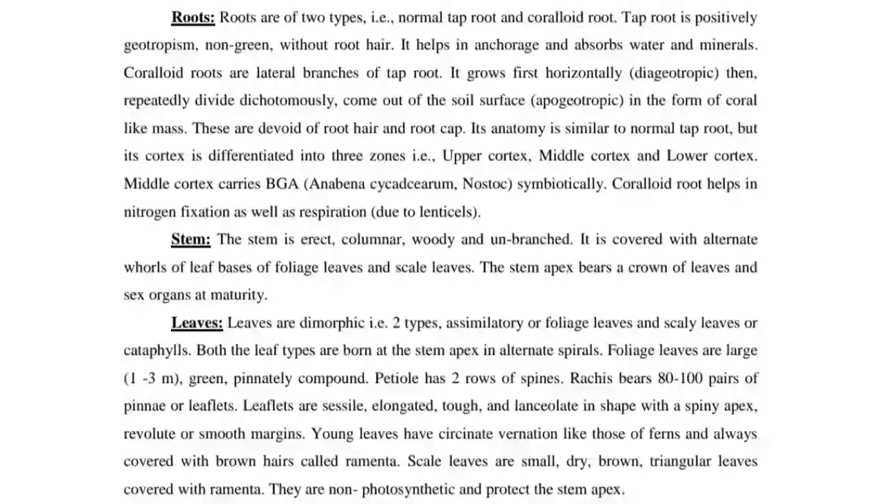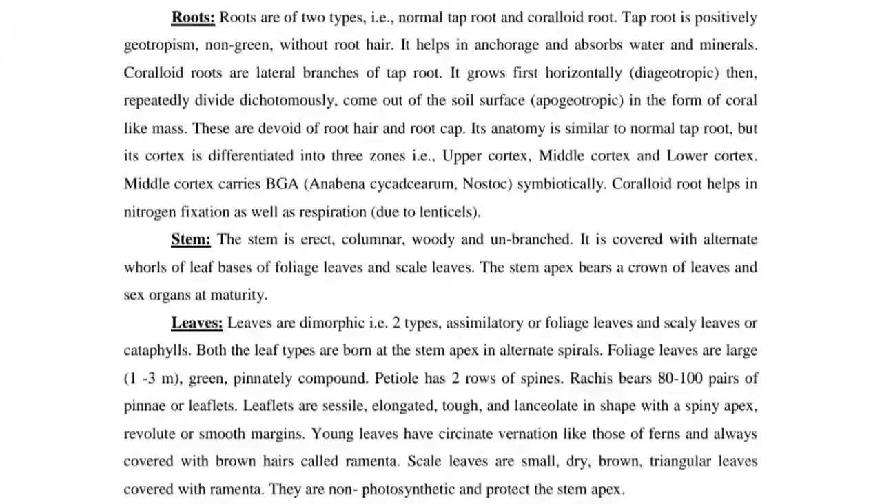Coralloid roots are lateral branches of the taproot. They grow first horizontally, diageotropic, then repeatedly divide dichotomously, and come out of the soil surface, apogeotropic, in the form of a coral-like mass. These are devoid of root hair and root cap.